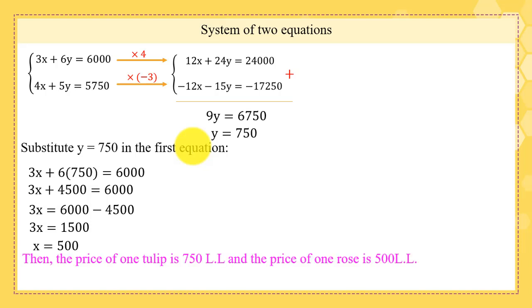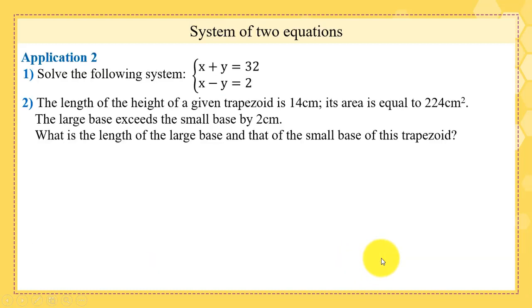Answer the question. Then the price of 1 tulip is 750 Lebanese liras and the price of 1 rose is 500 Lebanese liras. Application 2. Pause the video and solve this application.